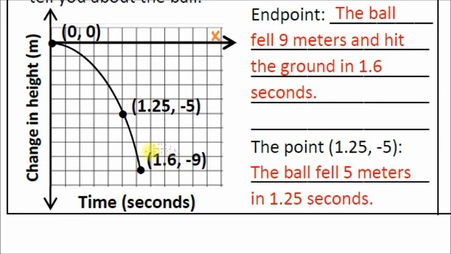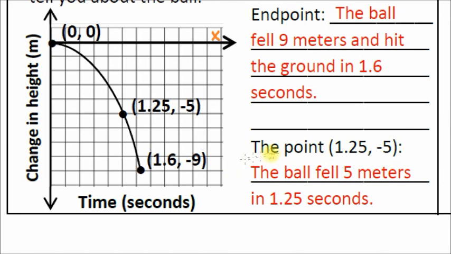Remember, the x value is on the x-axis. That's time in seconds. The y value is how far the ball has dropped. So this tells you a lot. It tells you the ball actually only fell 9 meters, and it tells you that it took about 1.5 seconds. It took 1.6 seconds to actually hit the bottom. The reason the parabola ends is because the ball doesn't drop any further after this. That's why it's called an end point.